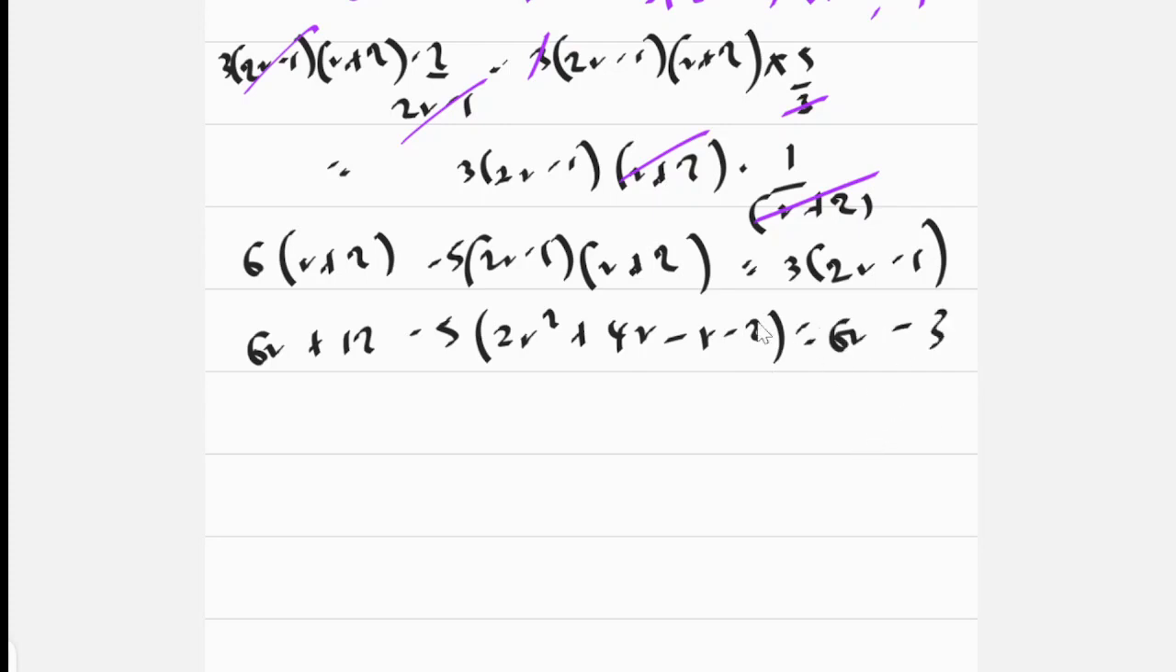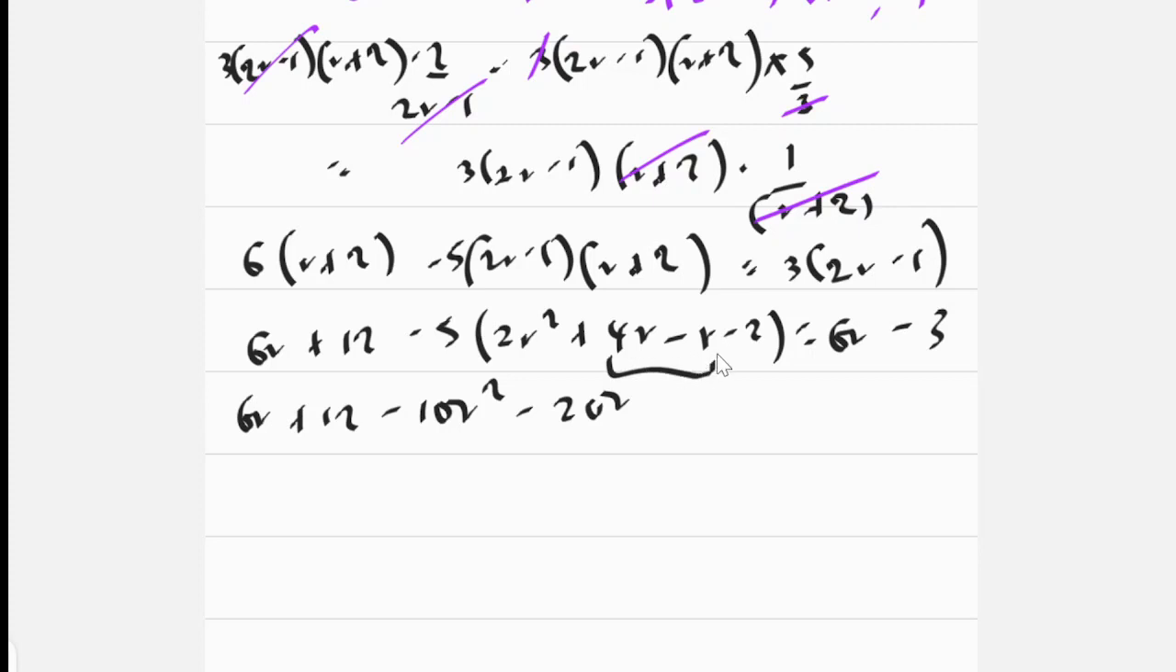I hope you understand what I did. You can continue like this. This will give me 6r plus 12 minus 10r squared minus 20r. Or, if I don't want to stress myself, this 4r minus r will give me what?